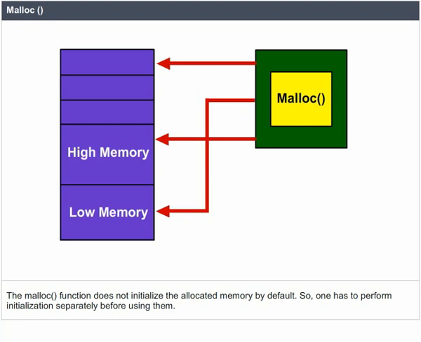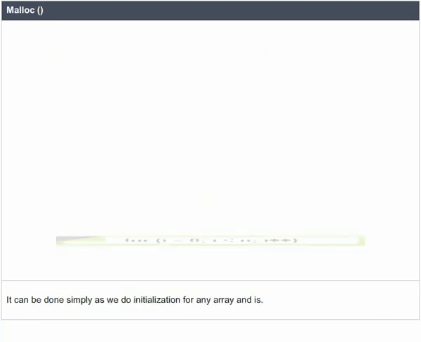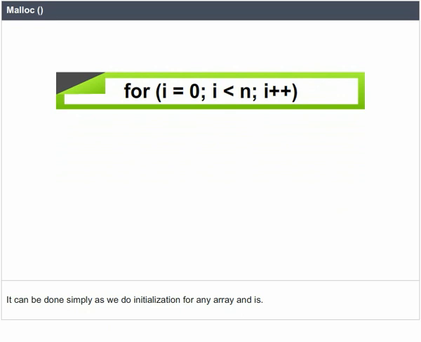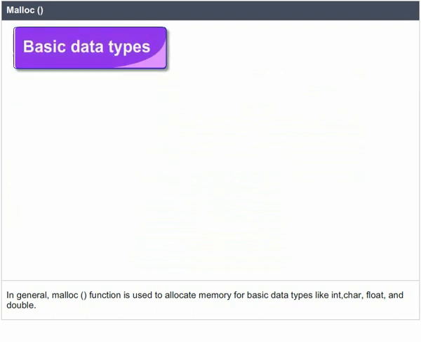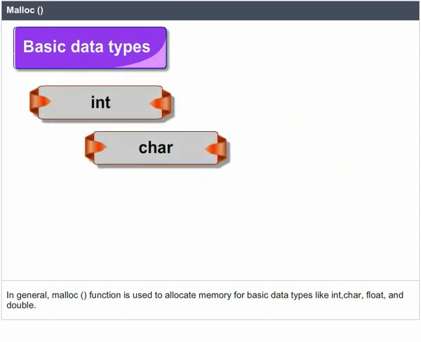For the above example, it can be done simply as we do initialization for any array and is given below. for (i = 0; i < n; i++) x[i] = 0; In general, the malloc function is used to allocate memory for basic data types like int, char, float, and double.